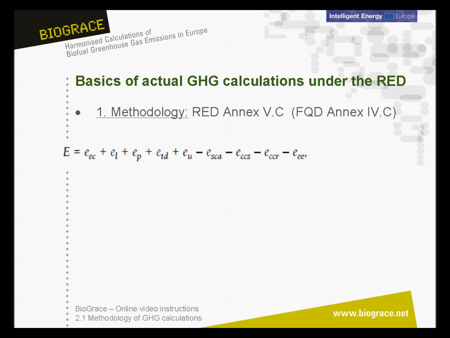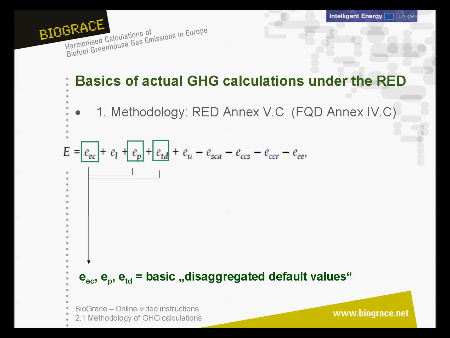The methodology in the RED contains this formula to calculate the greenhouse gas emissions from biofuels. In this formula, the capital E represents the total emission of the biofuel for which the calculation is being made. EEC, EP and ETD are the three contributions to the total emission for which disaggregated default values have been defined in the RED. EEC is the emission from the extraction or cultivation of the raw materials. EP is the emission from processing, and ETD the emission from transport and distribution.